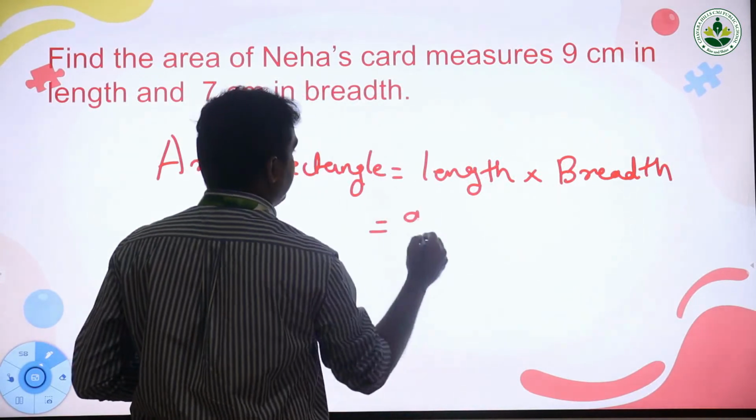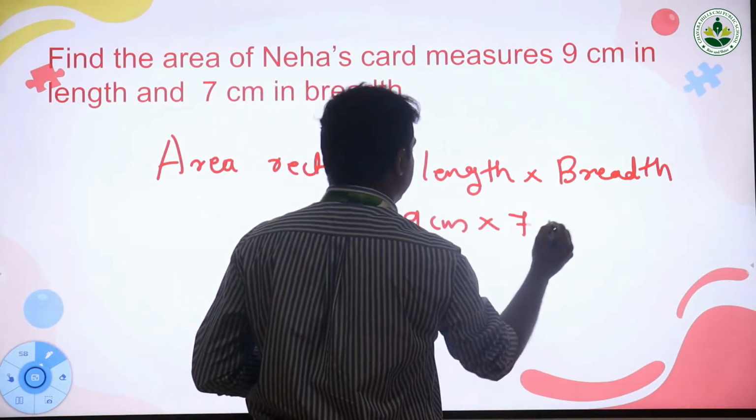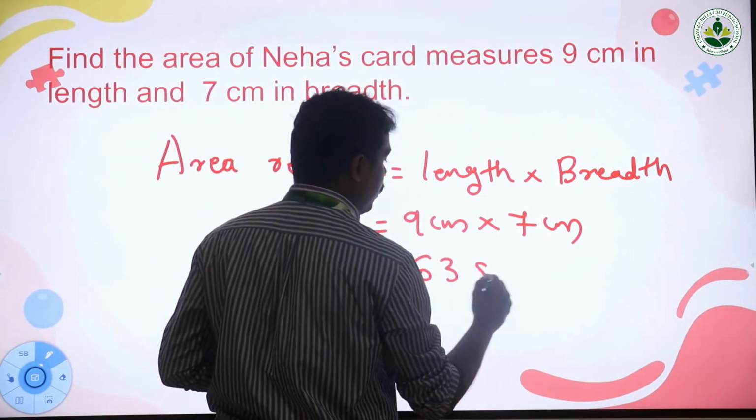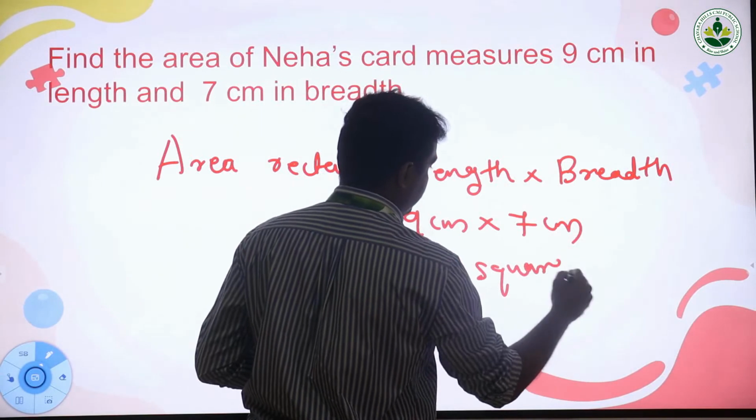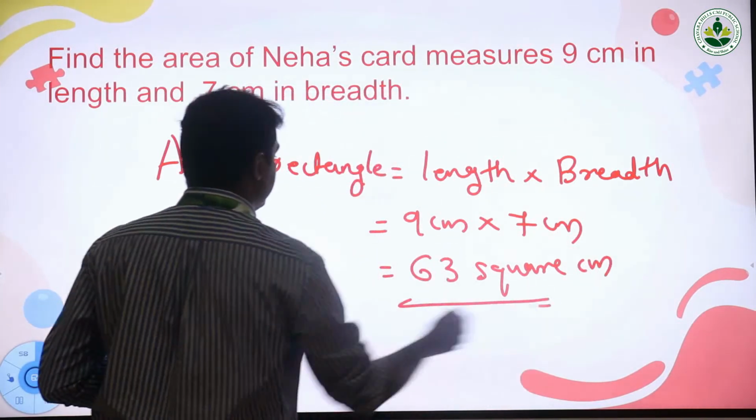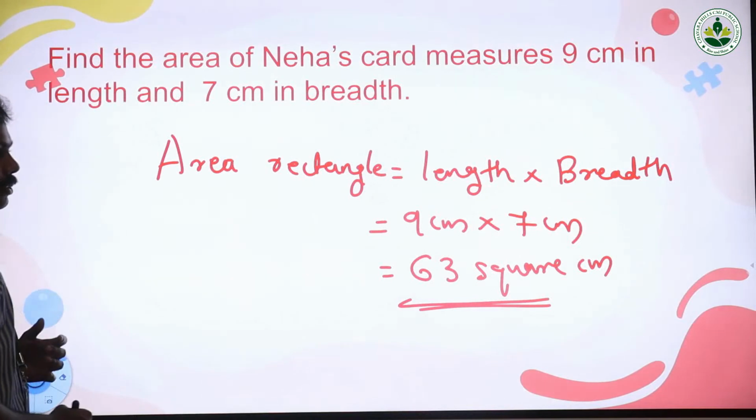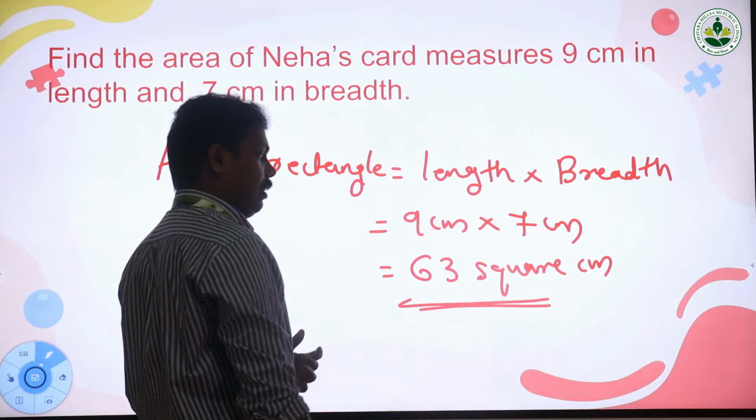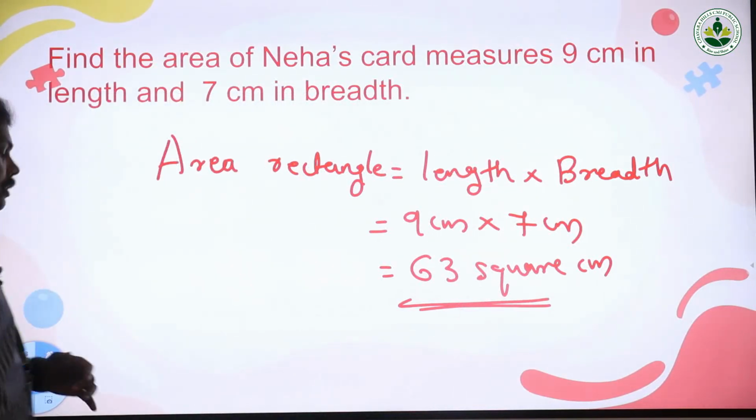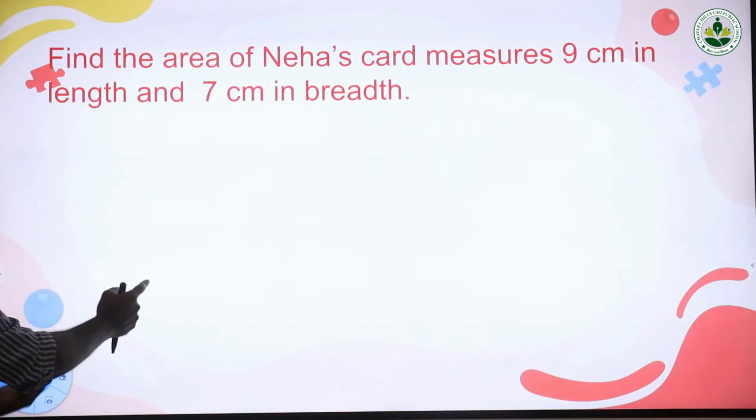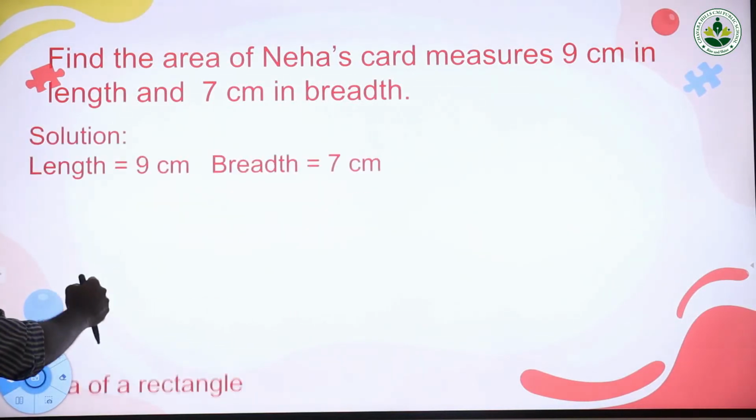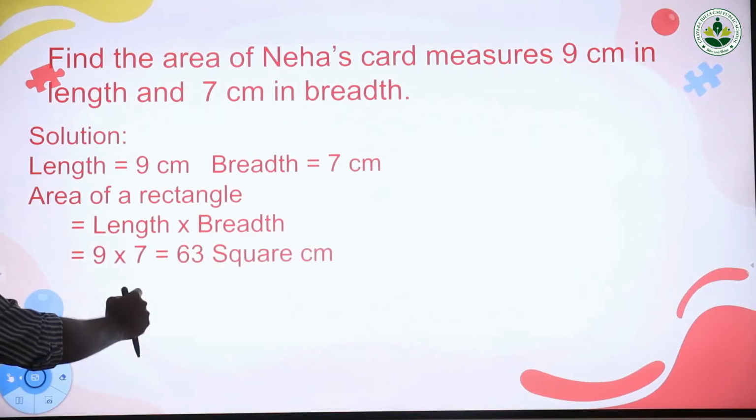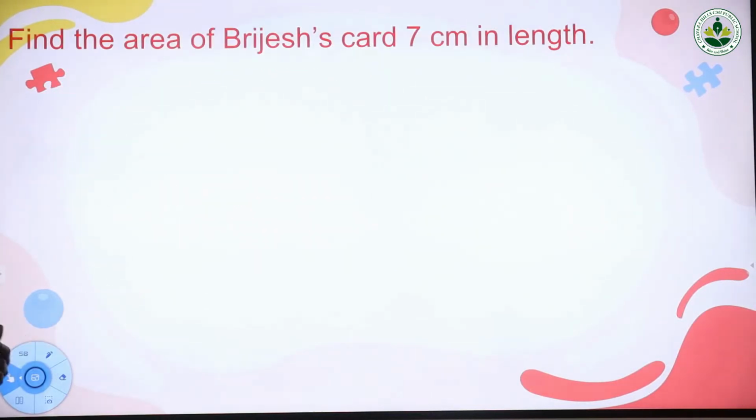Here the length is 9 centimeter and the breadth is 7 centimeter. So the area is 9 into 7, 63 square centimeter. The area's unit is square centimeter. 63 square centimeter is the area of Neha's card.